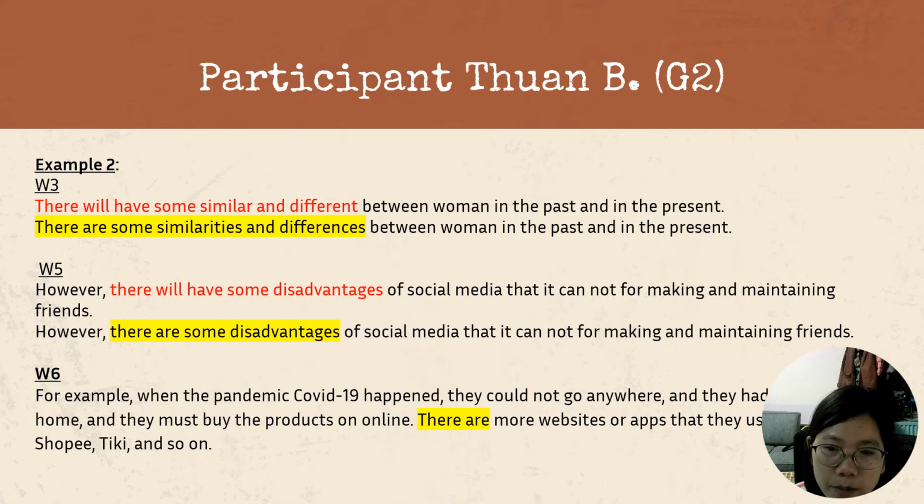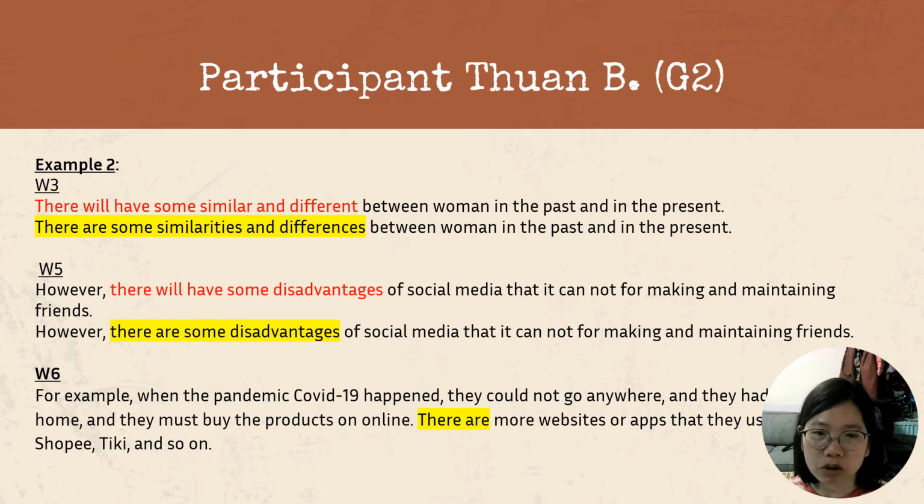And another typical example from this participant is the structure "they will have." This is a very common mistake in Vietnamese students. Instead of saying "they are," she tends to use "there will have some similar and difference between." Then she revised it to "there are similarities and differences." And then after that, in week 5, this pattern repeated. "They will have some disadvantages," and then she revised it as "there are some disadvantages."